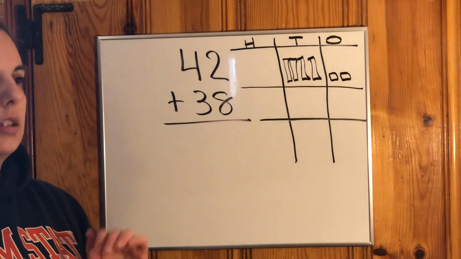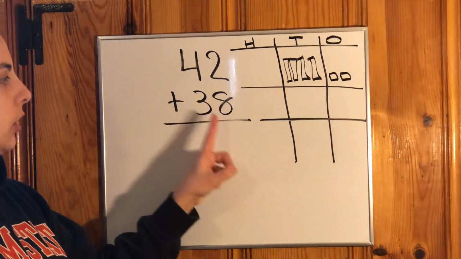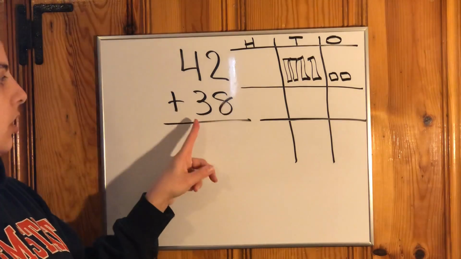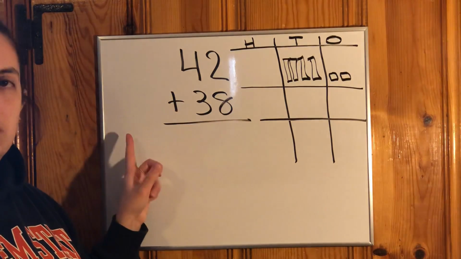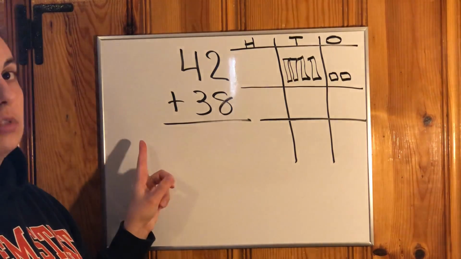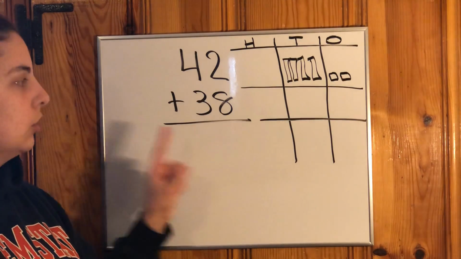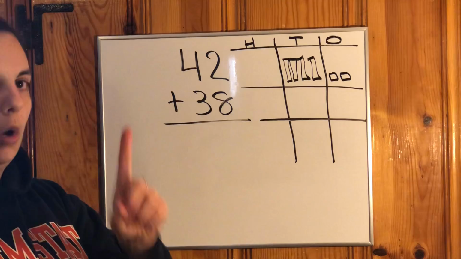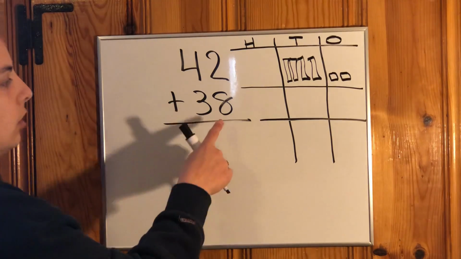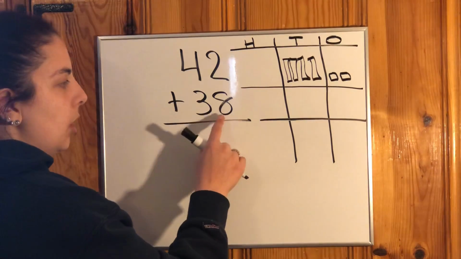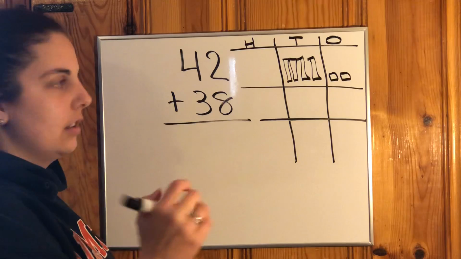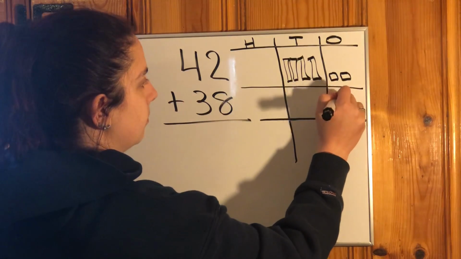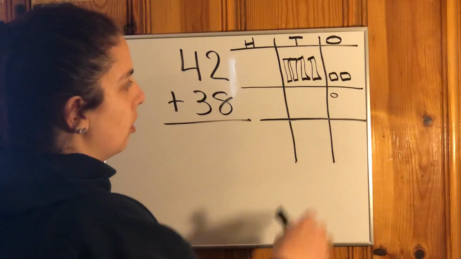Remember, when you add or subtract, you always, always start in the ones place. If you start in the tens or the hundreds place, your answer is going to be wrong, because sometimes you have to regroup. So make sure you're always starting in the ones place. Okay, so 38 has how many ones? 8. So we need to draw 8 of these little squares down here. Whoops, squares, not circles, Miss Carino.